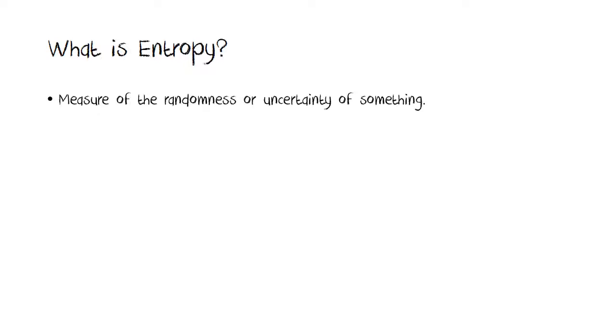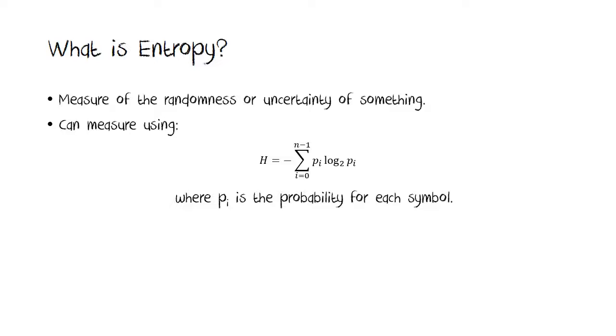We can measure entropy using this equation, where H is entropy, and it is the sum of the probability for each symbol times the log 2 of that probability. Entropy gives us the minimum length of code that can be used to represent the set of symbols that we are looking at.